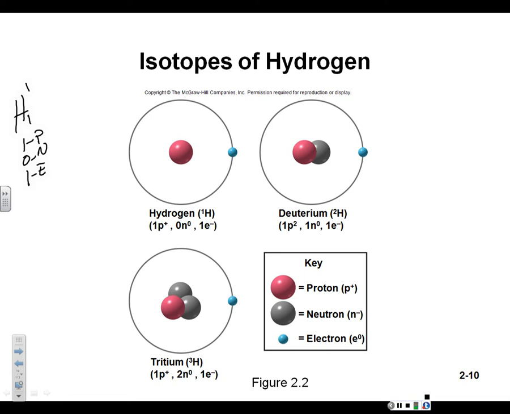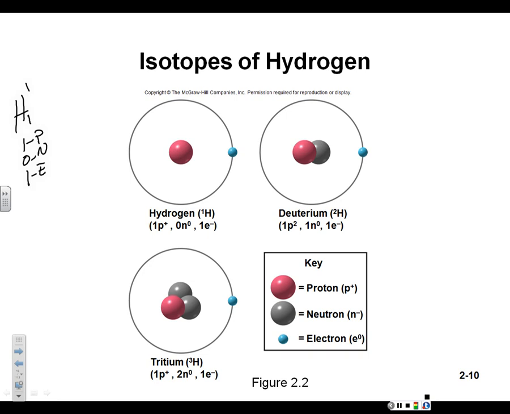We have 1 proton. How many neutrons? How many electrons? All right, so what changed between this one and that one? Neutron. Let's look at tritium. How many protons do we have? How many electrons do we have? How many neutrons? All right, so hydrogen is the same what? Element. But what makes it different is the number of what?